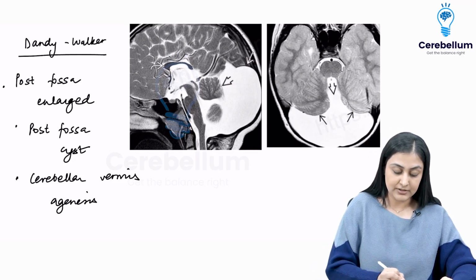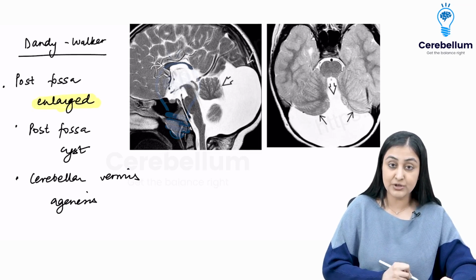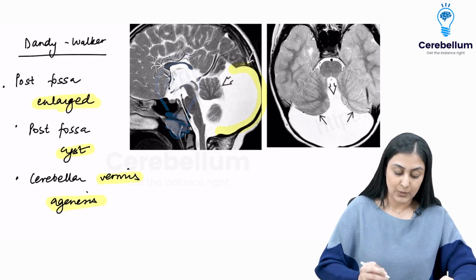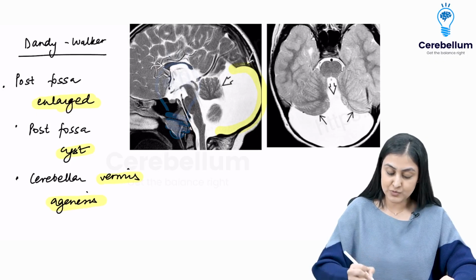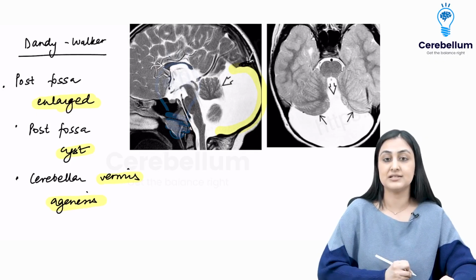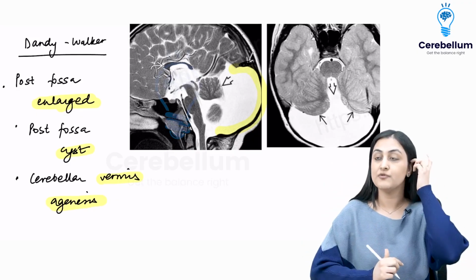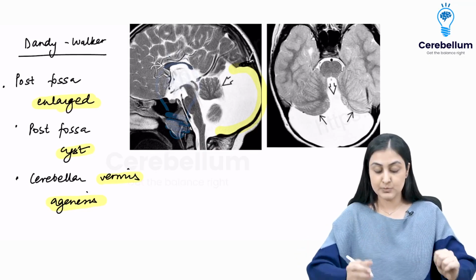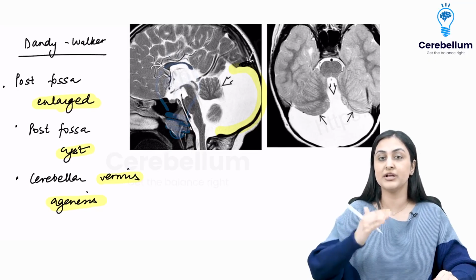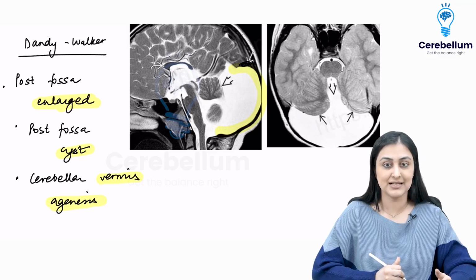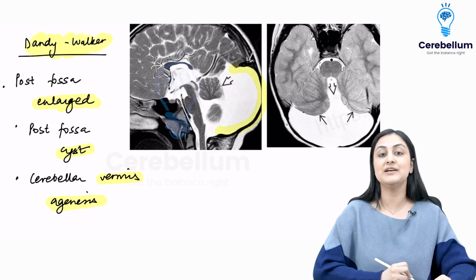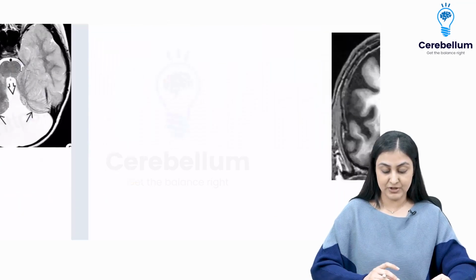Okay, so these are the features of Dandy-Walker: enlargement of the posterior fossa. You can see how large it is. There is a fluid collection and there is vermian agenesis. And one more sign of the posterior fossa enlargement is the fact that the confluence of sinuses is pushed up. The confluence of sinuses is called the torcula herophili, or torcula, and the torcula is pushed up here. Alright, so when there is pushing up of the torcula, that suggests that there is enlargement of the posterior fossa. So this is what you want to remember about the findings of Dandy-Walker malformation.